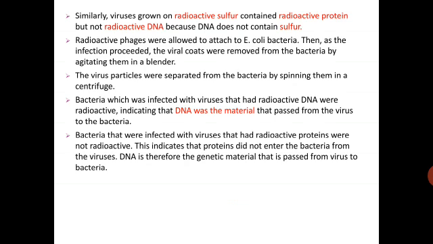Radioactive phages were allowed to attach to E. coli bacteria. Then, as the infection proceeded, the viral coats were removed from the bacteria by agitating them in a blender. The virus particles were separated from bacteria by spinning them in a centrifuge. Bacteria infected with viruses that had radioactive DNA were radioactive, indicating that DNA was the genetic material that passed from virus to bacteria.